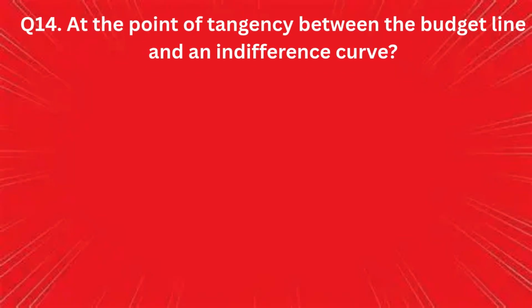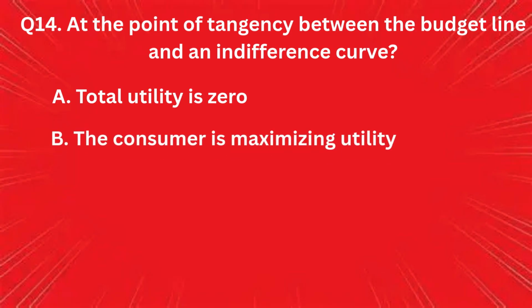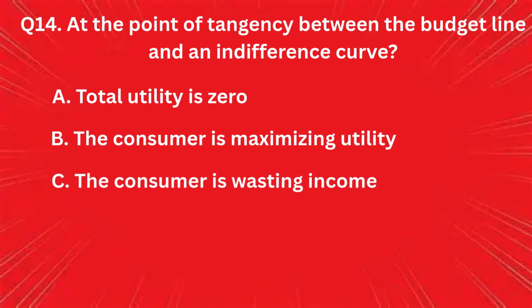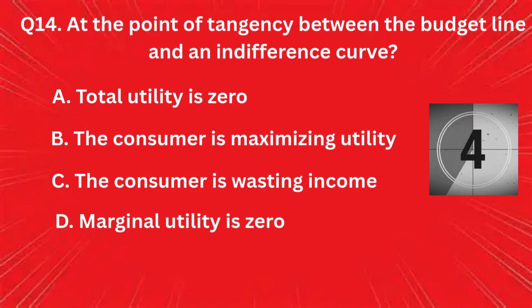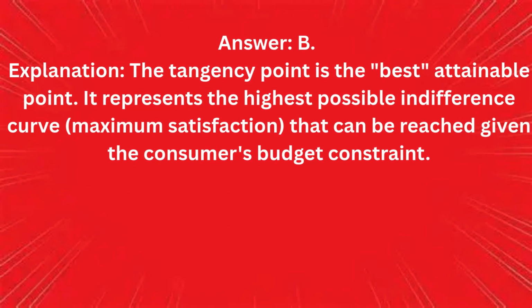14. At the point of tangency between the budget line and an indifference curve: A. Total utility is 0. B. The consumer is maximizing utility. C. The consumer is wasting income. D. Marginal utility is 0. Answer, B. Explanation: the tangency point is the best attainable point. It represents the highest possible indifference curve, maximum satisfaction, that can be reached given the consumer's budget constraint.